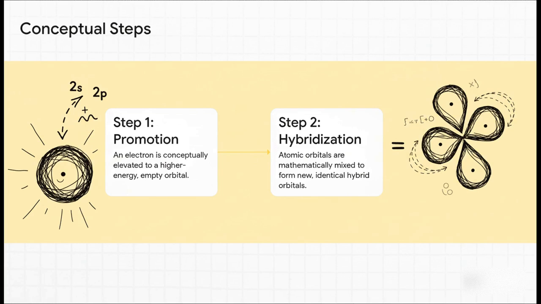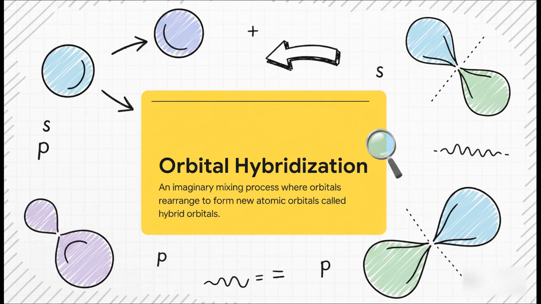So how does this thought experiment work? Well, it's kind of like a two-step process. First, we just imagine promoting one of those 2s electrons in beryllium up to an empty 2p orbital. Yeah, it costs a little energy, but hey, now we have two unpaired electrons ready to make two bonds. Then, for step 2, we mathematically mix that 1s orbital and that 1p orbital to create two brand new, totally identical hybrid orbitals.